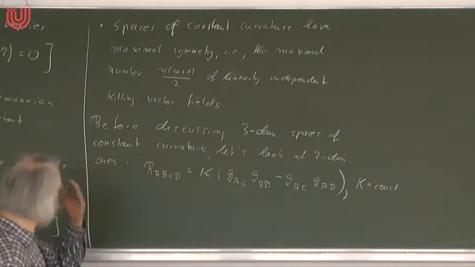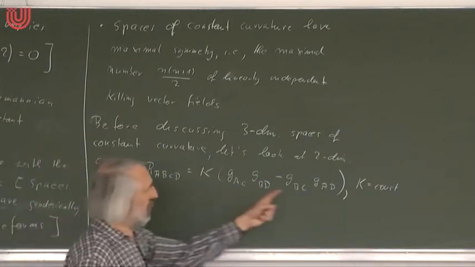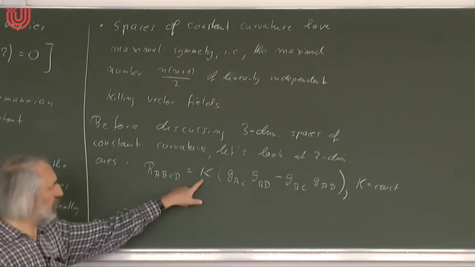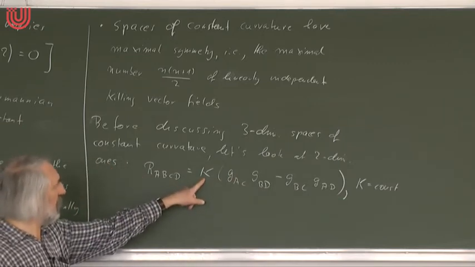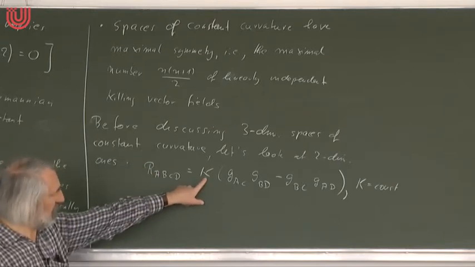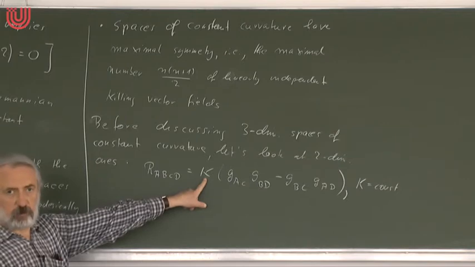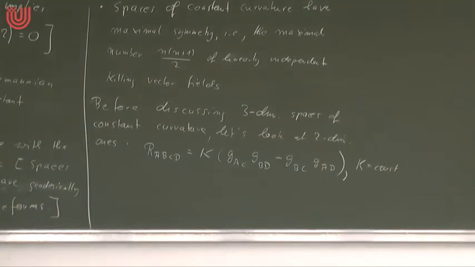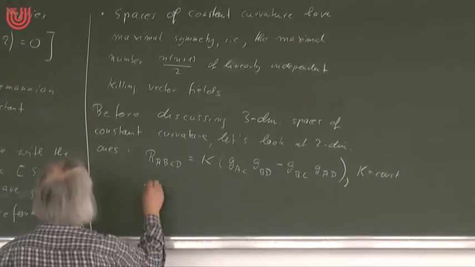Actually, as I said already, in 2 dimensions, for every Riemannian metric, the curvature tensor has this form with a K which depends on the space-time point. So the Riemannian curvature tensor can be completely expressed in terms of a scalar function in 2 dimensions, which is called Gaussian curvature. Okay, let's calculate the Ricci tensor.